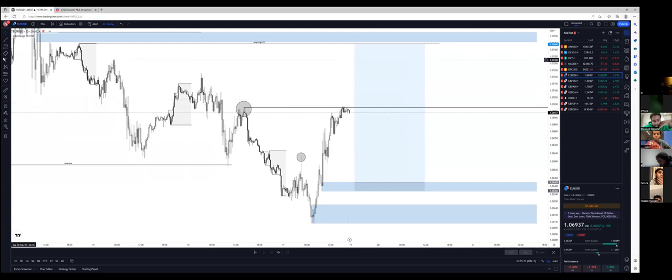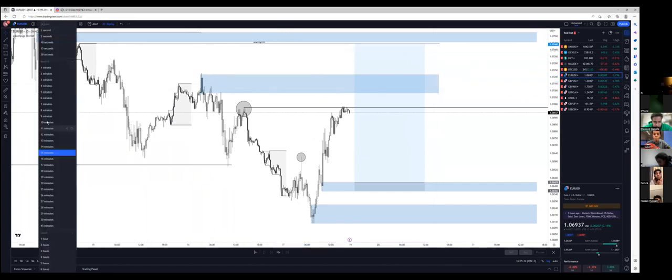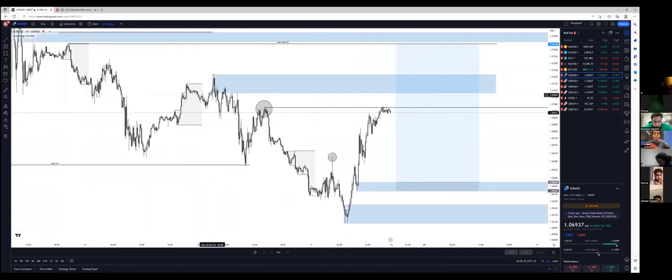Unless I see a clear change of character from up there. If I'm in this area here and I stay in, I might be able to find something here within a 10-minute. See, straight away, as soon as I marked it out, boom.